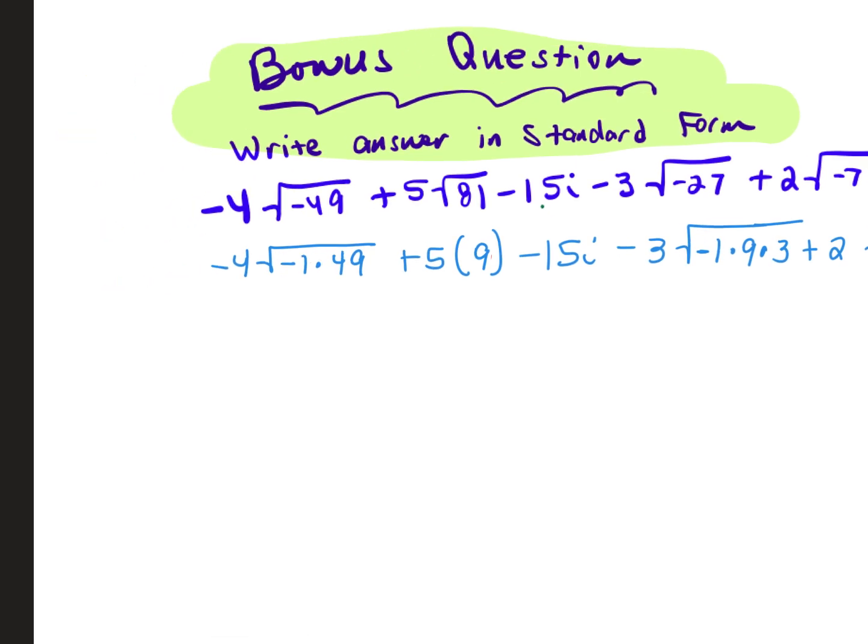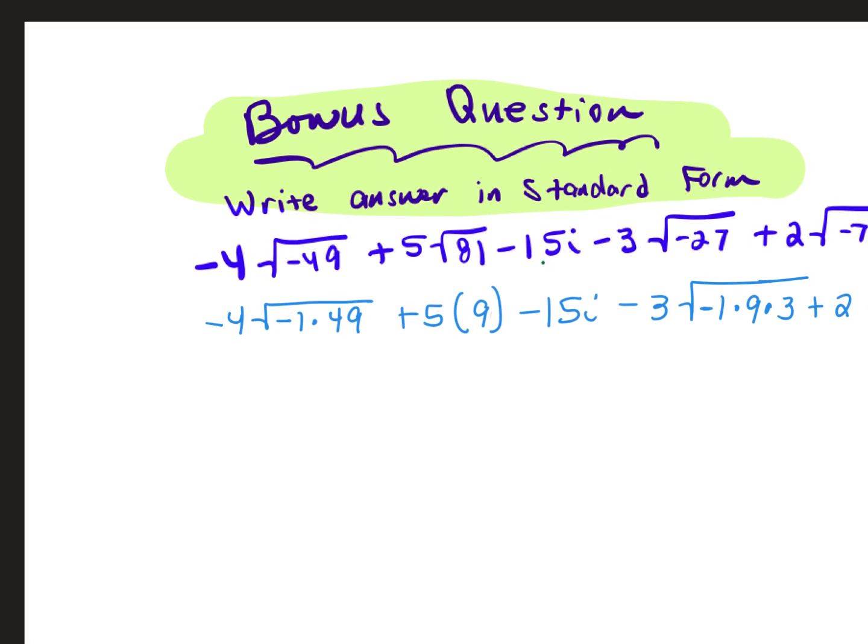Correct. So let's simplify this first part. Square root of negative 1 is i. What's the square root of 49? 7. So you have 7i times negative 4 is what? Negative 28i. Perfect. Keep simplifying. What's 9 times 5? 45. Can you combine those two things? Can you combine negative 28i and positive 45? No, why? One's imaginary and one's real. Good, okay. So minus 15i.